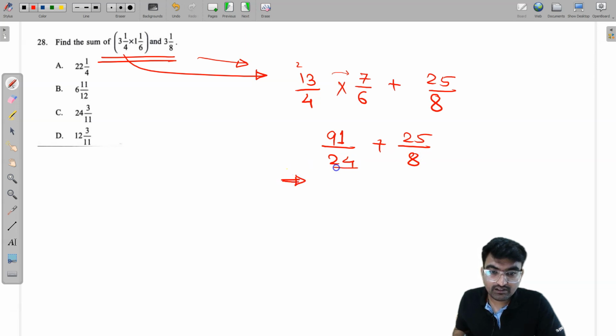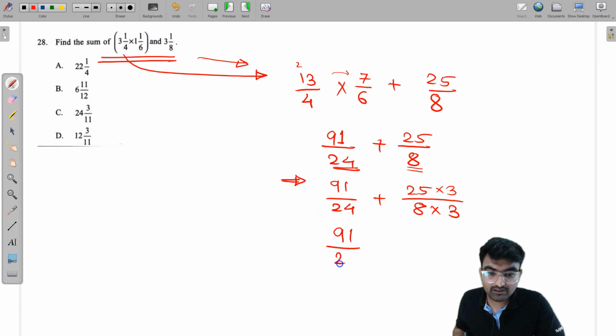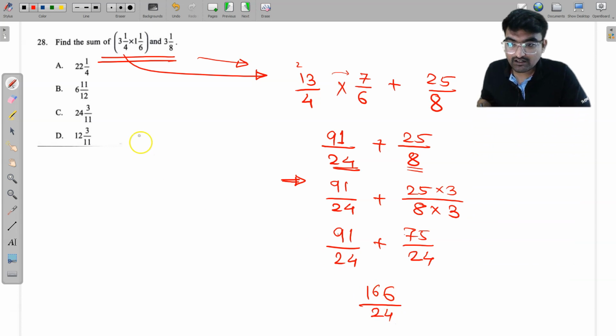Now LCM of 24 and 8 is 24. So 91 upon 24 as it is plus 25 into 3 upon 8 into 3. Right? So that is 91 upon 24 plus 75 upon 24. So now the denominators are the same. So if we add them, we'll get 166 upon 24. Correct? Now if we look at the options, there are no such options. All those are improper fractions. Correct? So let's convert this also.